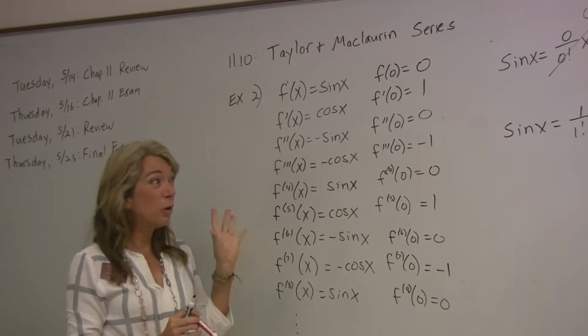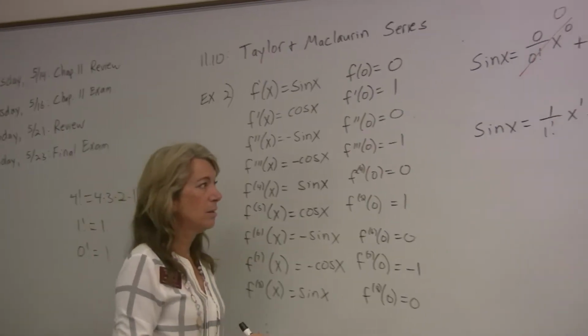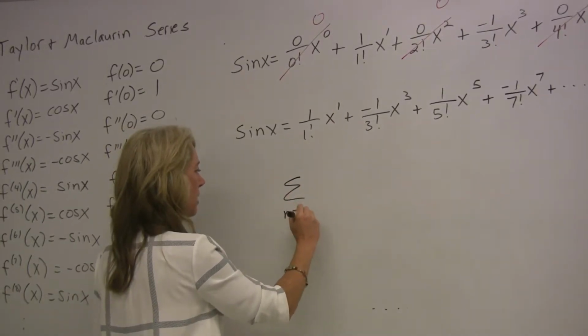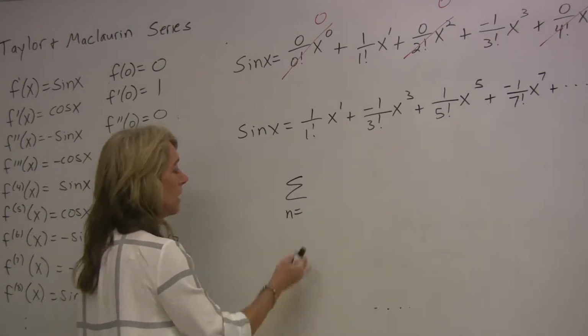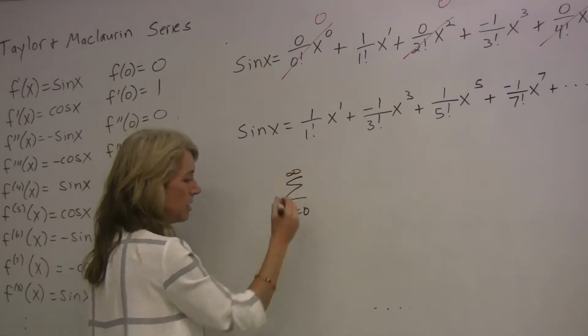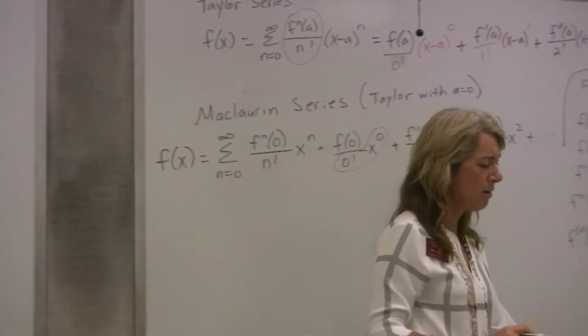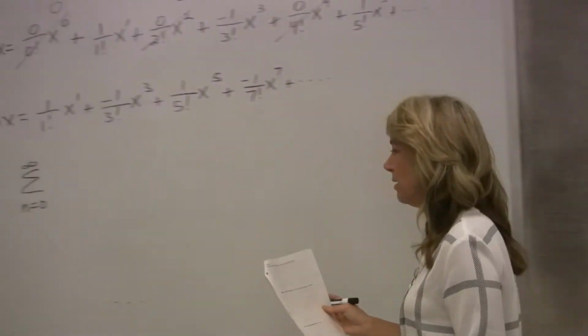So the goal is to take this now and write it in series notation, summation notation. And here's where it gets tricky. Well, I guess I could start at 1. Do we start at 0? Do we start at 1? What are we going to do? Well, how do we count by 2s? There's a variety of different ways to do this.